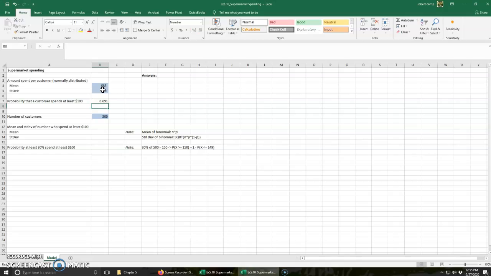Now remember, if we type it in like this, that is the percentage chance that it's going to be 100 or lower, because all of these functions give the percentage to the left of the query point. We want to know to the right. So we want to know the chance that it's going to be greater than 100. So we take 1, for 100%, minus the chance that it's going to be less than $100. And that tells us, given this normal distribution of data, that there is a 30.9% chance that somebody is going to spend at least $100 that day.